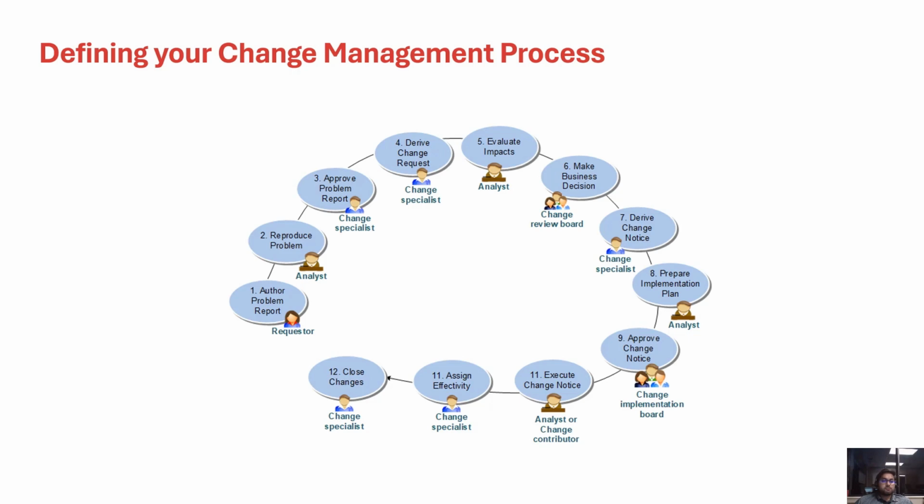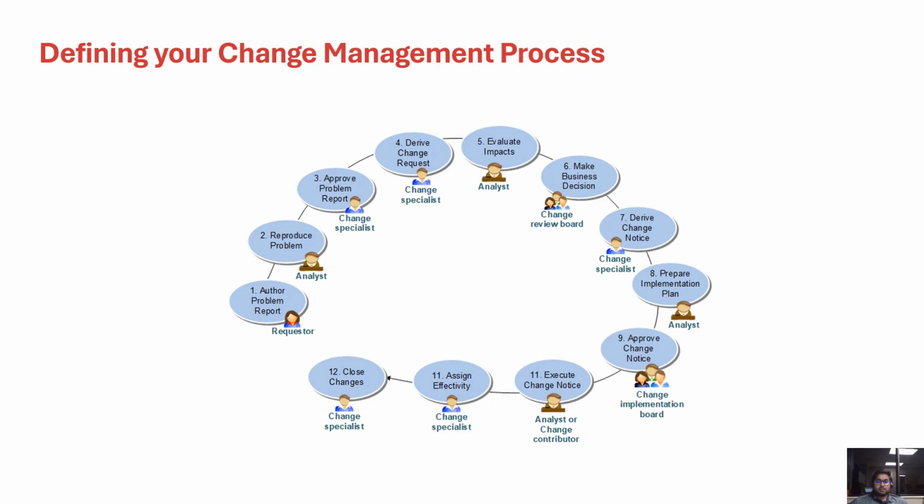After this, the change specialist will submit this CR to the change review board, who will decide whether to go ahead with this change. The change review board can either approve, reject, or ask for more documentation or investigation on this change. If the change review board approves the CR, the change specialist will go ahead and create a change notice, and this change notice will be used to implement the change.